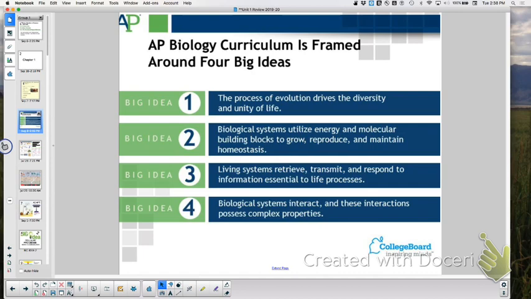Nucleic acids, which are built out of nucleotides, which are built out of a base, sugar, and phosphate group. Okay.